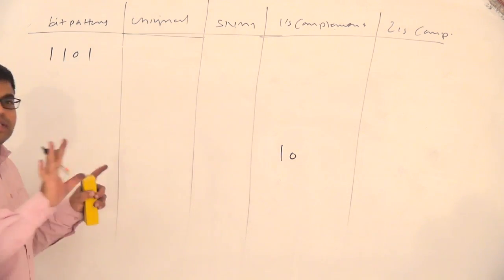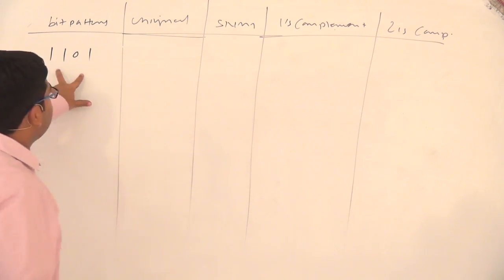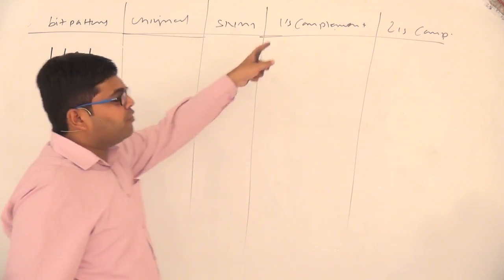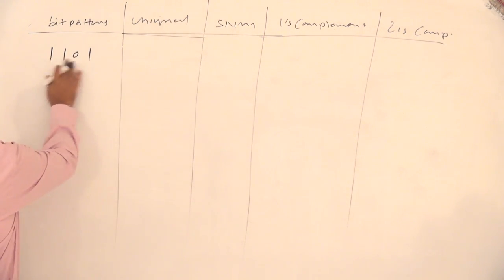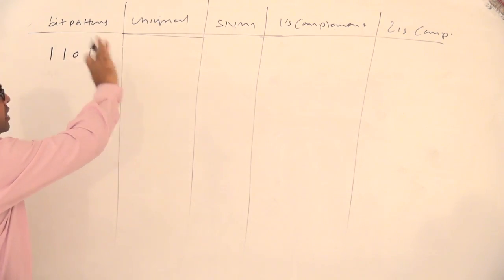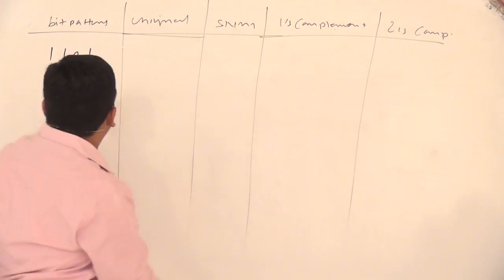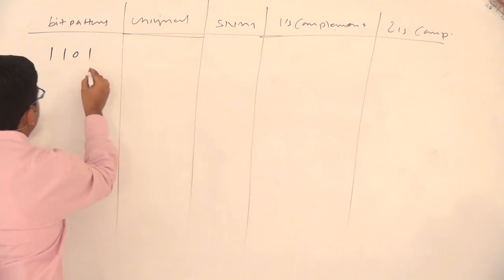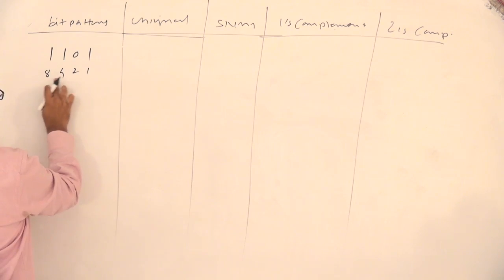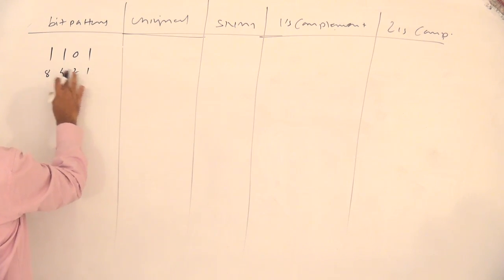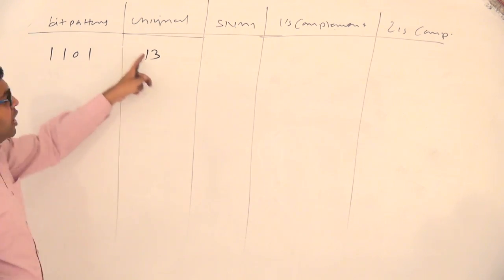So there are certain things that you need to know, and that's why a given bit pattern can be interpreted differently in different formats. Therefore, we will take one bit pattern and see its 4 different meanings. So 1 1 0 1 in unsigned means 1, 2, 4, 8, that is 8 plus 4 plus 1, which comes out to be 13. So 1 1 0 1 in unsigned means 13.